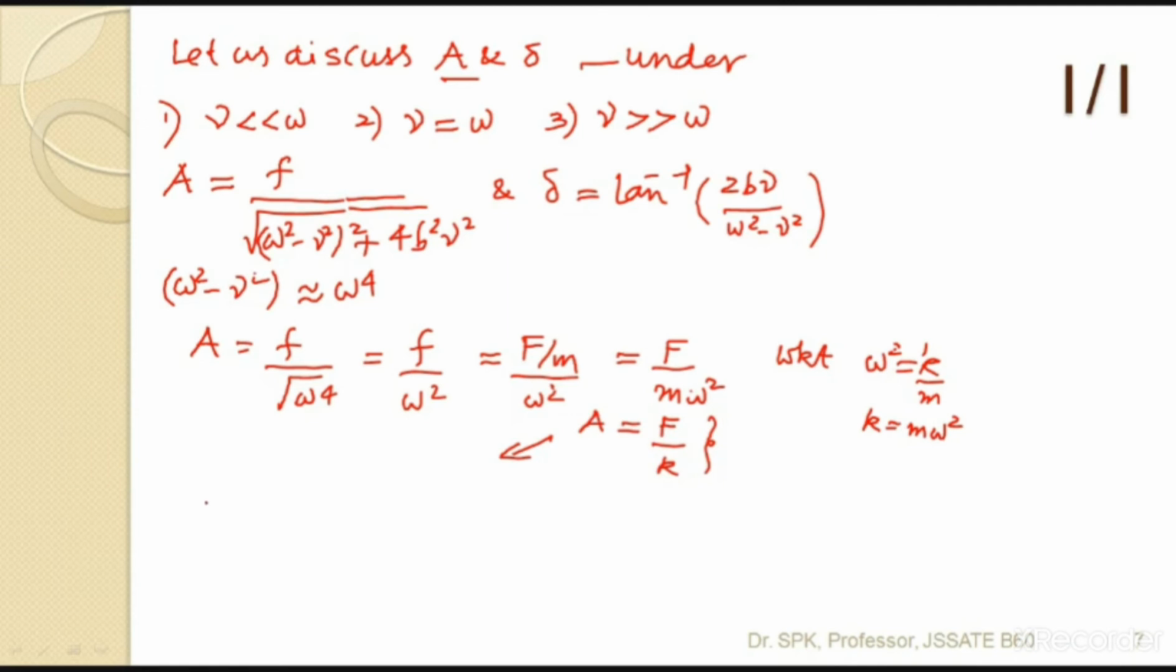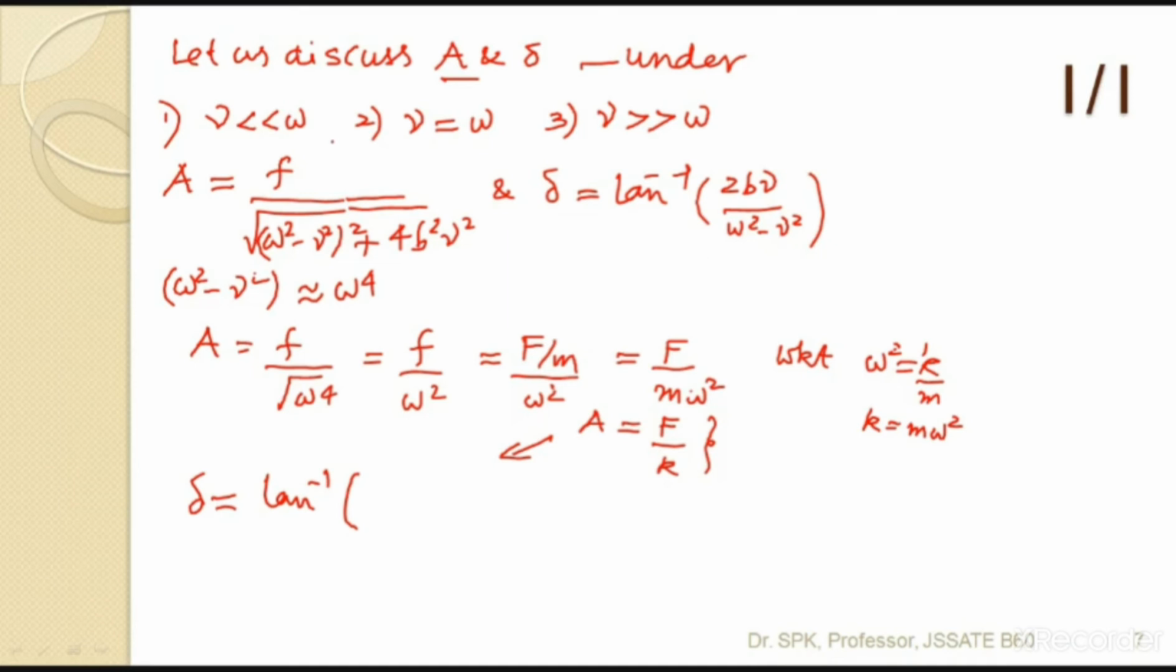Okay, let us check delta now. Delta is equal to tan inverse of this. The frequency mu is very small, so this is a very small quantity. A small quantity divided by this large quantity, what happens to this? It is a small quantity. Yes, this mu is approximately 0.